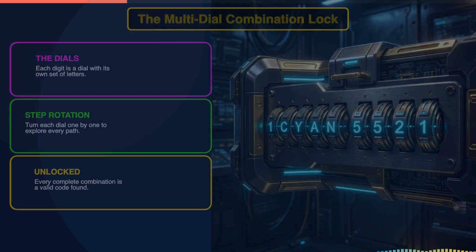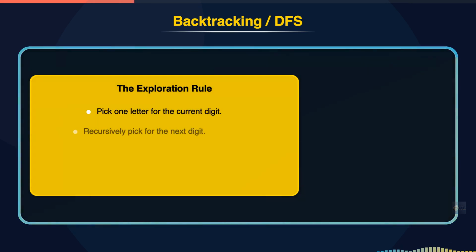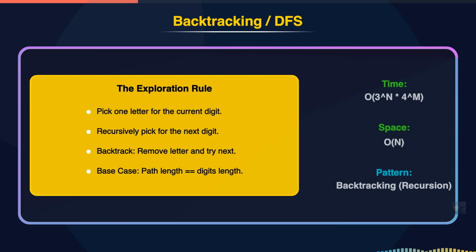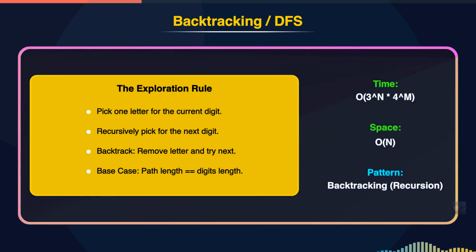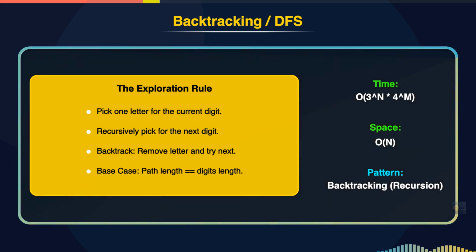To solve this efficiently, we use a technique called backtracking. It is like exploring a maze. We move forward as far as possible by picking one letter for each digit. When we reach the required length, we have found a valid combination. Then, we take one step back, or backtrack, to try a different letter for the previous position. We continue this process until every path has been explored. This way, we build our combinations piece by piece.